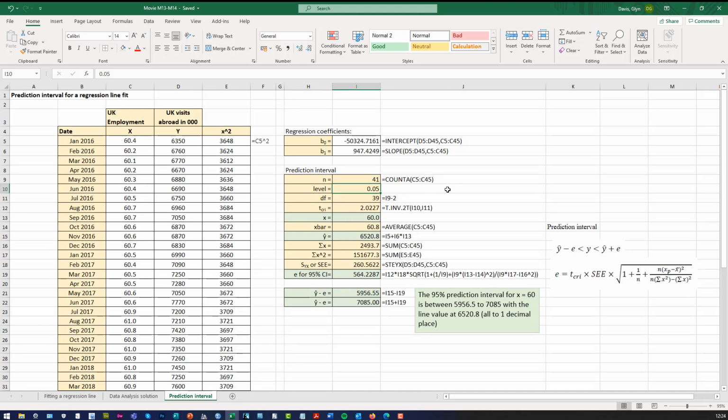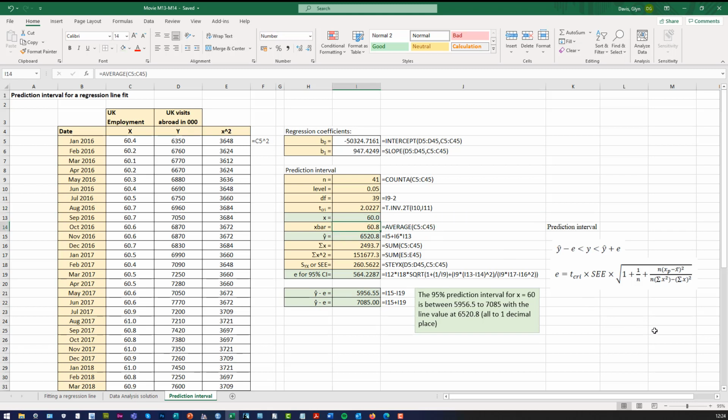We want a 95% confidence interval. So in other words, the significance level is 5%, which is 0.05. The degrees of freedom for this problem is n minus 2, so it's 41 minus 2, which is 39. We can then use the T.INV.2T Excel function to calculate the critical value of t, which comes out to be 2.0227. We know that the x value is 60. That's what we've input, that's what we want to know.